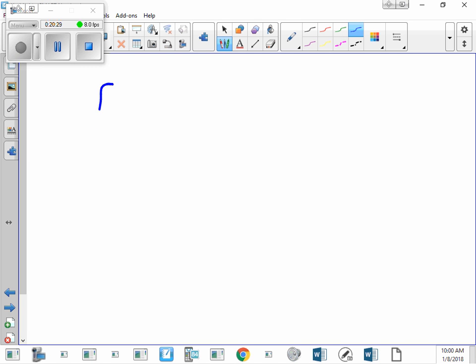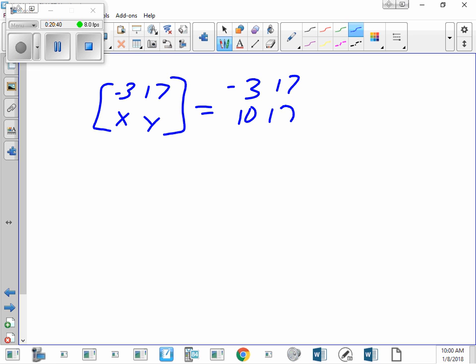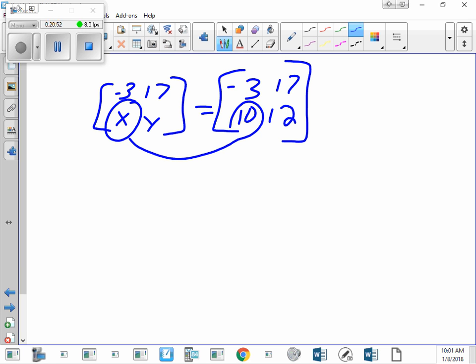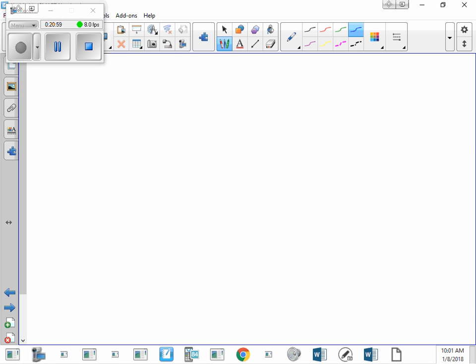Number 10 has two matrices. So we have one matrix is equal to another. Can you tell me what X and Y are? Well, this has to be equal to that, and this has to be equal to that.